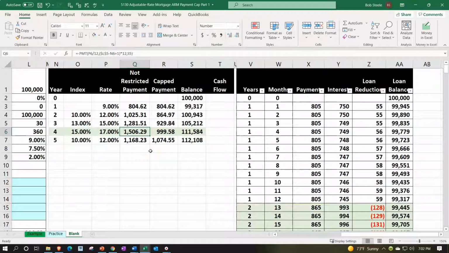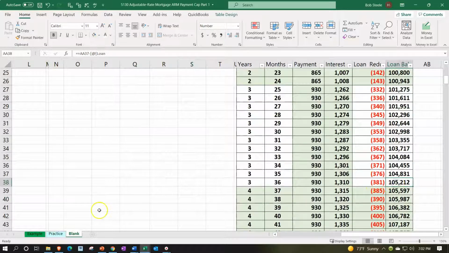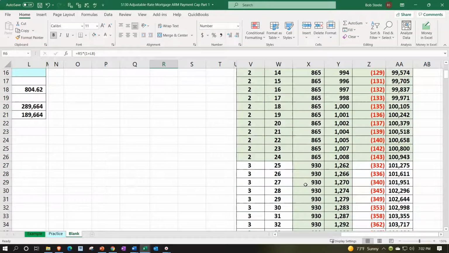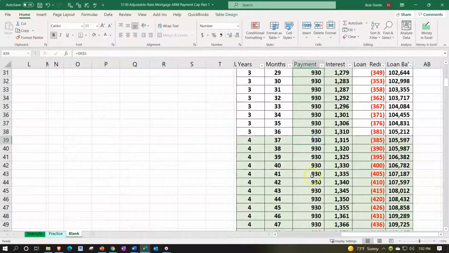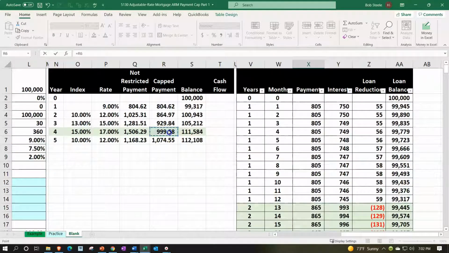So now it's at, and I can double check this, 105,212.2. That's at the end of year 3. So 105,212 does look like it has that. Let's do the next one. This one's going up to 1506 to match the 17% increase in the rate, which we're still going to use to calculate, but that's way over, because we're going to stop it at the 999.58 in year 4. So in year 4, we're going to increase the payment, but only to this 999.58. So that's good.